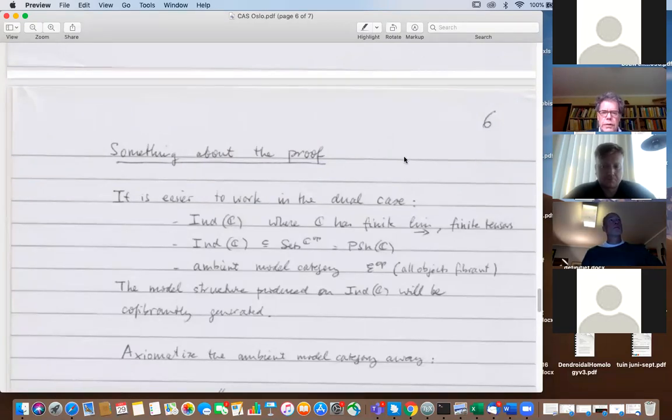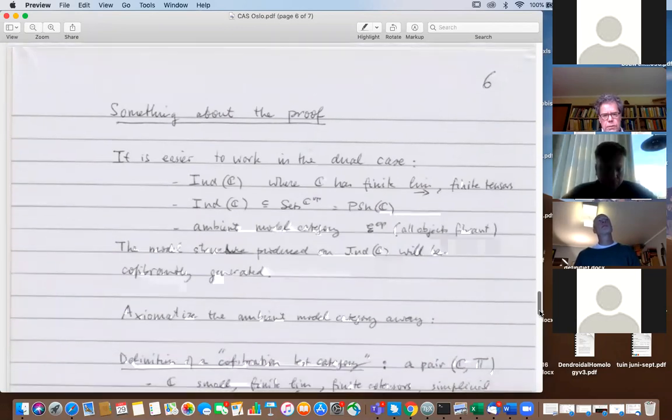So now, since I've turned things upside down, there will be an ambient model category E-op, the opposite of E, which now has a property that all objects are fibrant. Okay, and now I will produce a cofibrantly generated model category in ind of C. Now, we do that by taking some structure on C, which we derive from E. But you can do all this without the ambient model category E, or E-op in this case, and so that's what I meant by the sentence, axiomatize the ambient model category away.